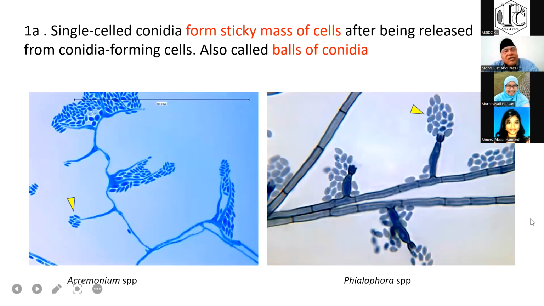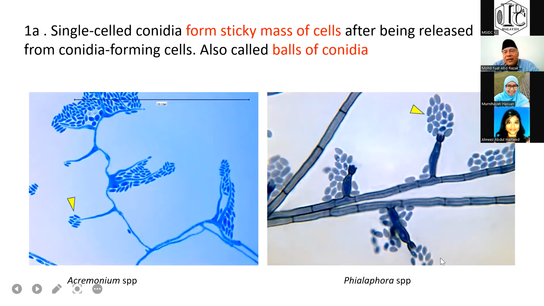This single cell conidia. Okay. First of all, if you look at single cell conidia in your slide, you should determine whether the conidia form a sticky mass after being released from the conidia forming cell. This is what we call a sticky mass, or balls of conidia. This characteristic is very important.